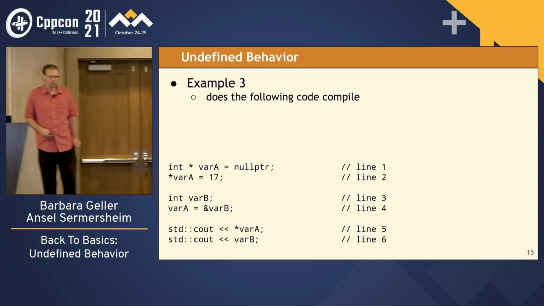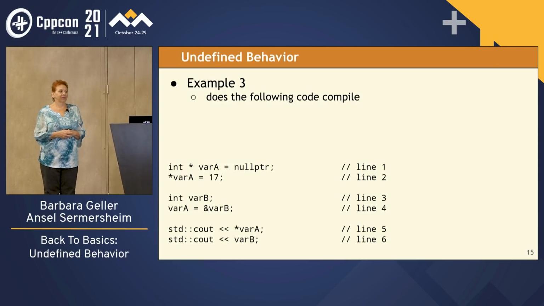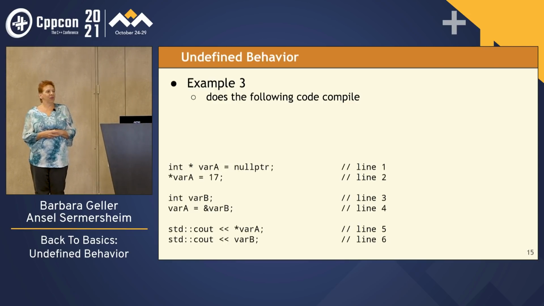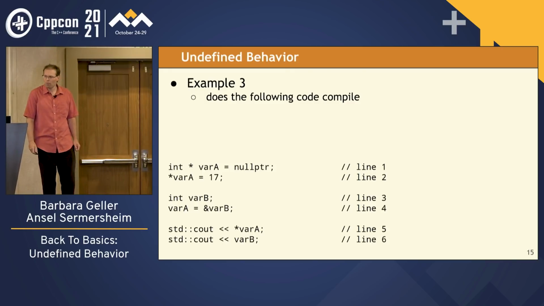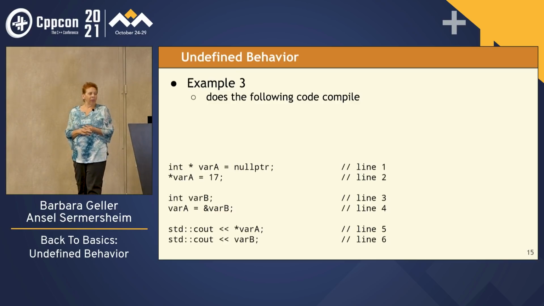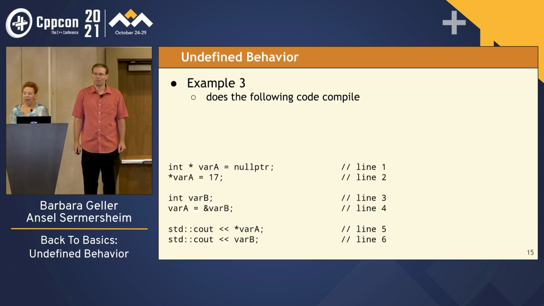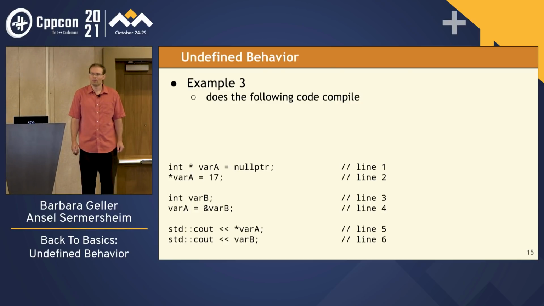So let's take an example. Does this code compile? We see a few heads shaking. Does it compile? Show of hands. Okay, anybody who says it does not compile? Okay, we have consensus in the room that it does compile. Does it have UB? We see a few nods. Anybody want to shout out some answers of which lines they think might be undefined behavior?